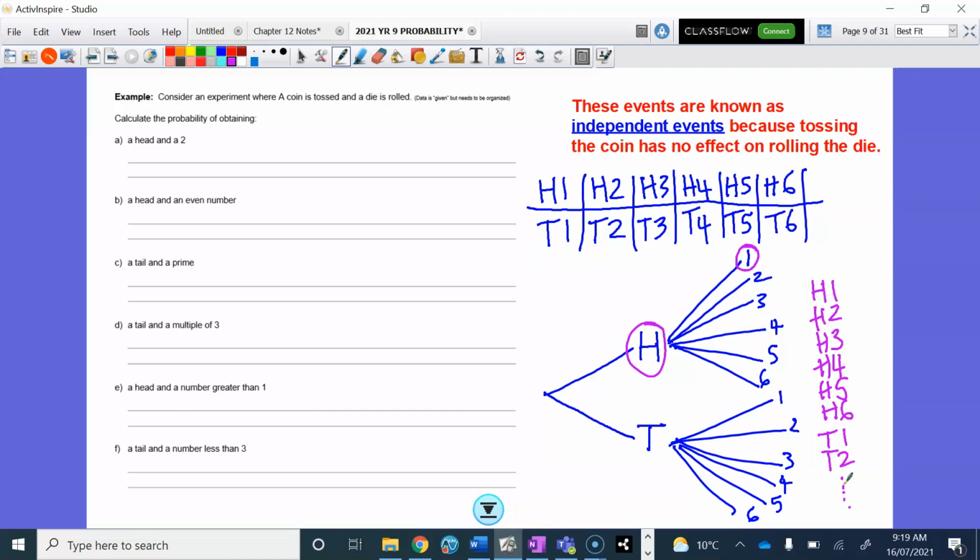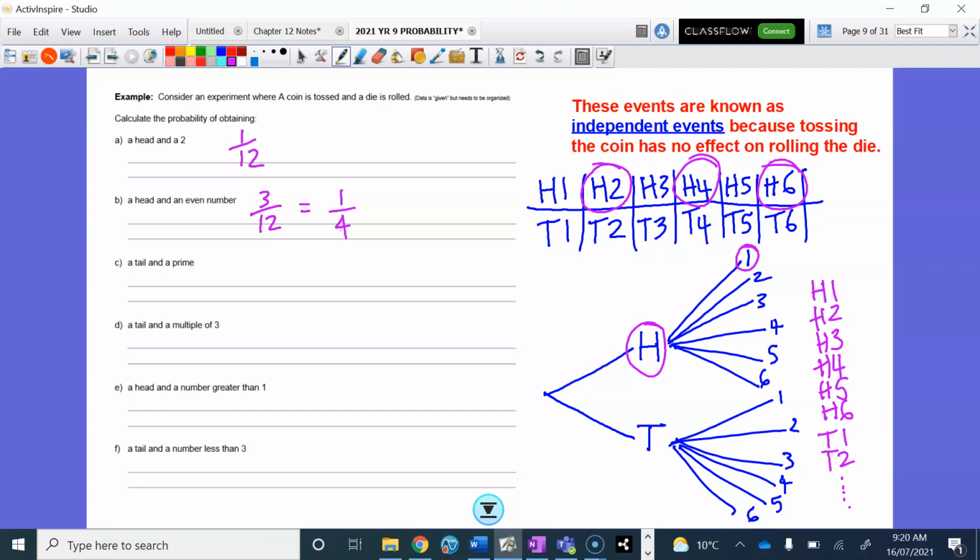If you're looking for a head and a 2, there's only one way you can get that out of the possible 12. So the probability is 1/12. A head and an even number: I've got a head and a 2, a head and a 4, or a head and a 6. So 3 possible correct outcomes out of a possible 12. So 3 out of 12, which would simplify down into its simplest form as 1/4.